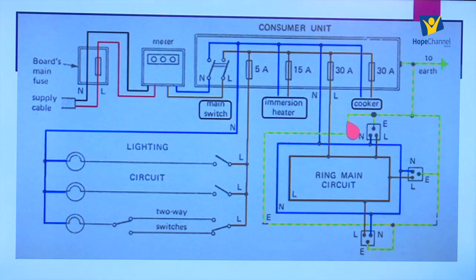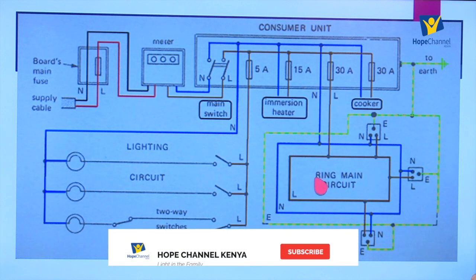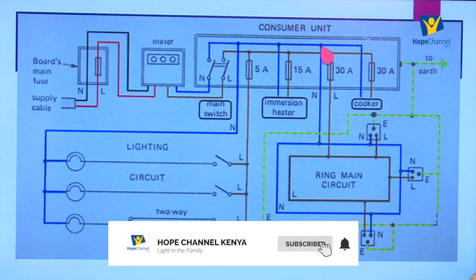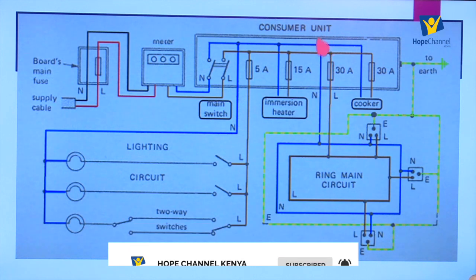And then we have another ring main circuit. Ring main circuit is what we use for the sockets, to which we connect our fridges, radios, TVs, and all those appliances that require different amounts of current. So the ring main circuit is connected also to the live bus bar through a fuse with a rating of 30 amperes. That means a maximum current of 30 amperes can flow through. And then we have another one connected to the neutral bus bar.